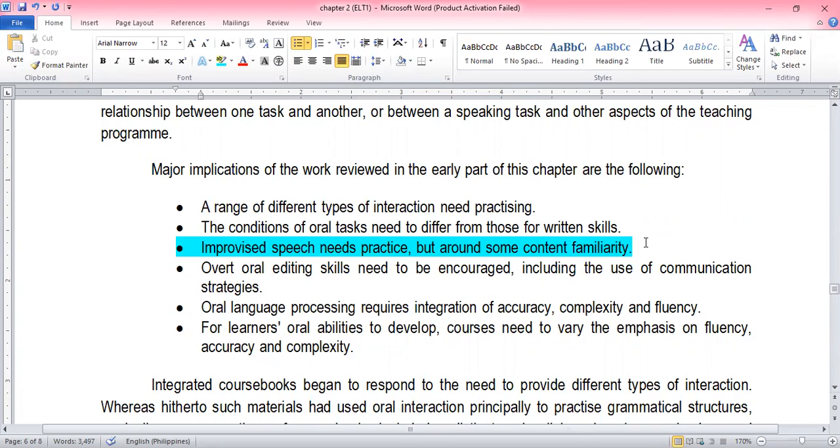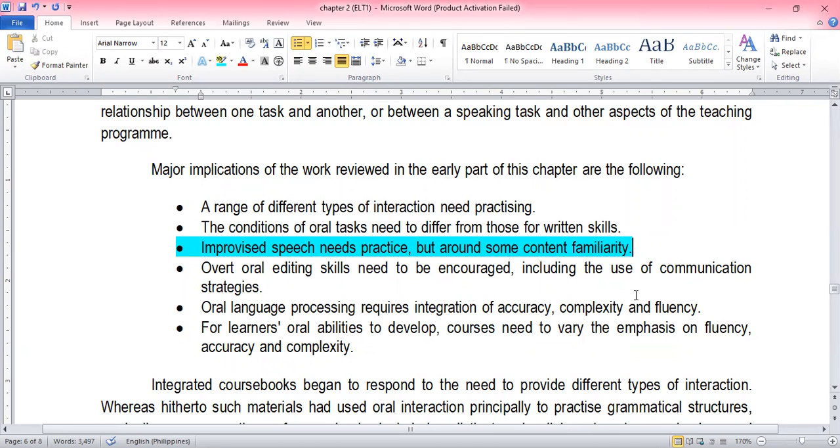Di walang learning sa language. Ang gawin niyo is 10 minutes lang siguro, like 10 minutes lang na preparation and then pa-roleplay mo. Para hindi nila memorize yung dialogues nila, but familiar lang sila kung ano yung gusto nilang sabihin. And that way, napapractice nila yung pagsasalita ng English, di ba? Yeah, very good yan. Overt oral editing skills need to be encouraged, including the use of communication strategies.